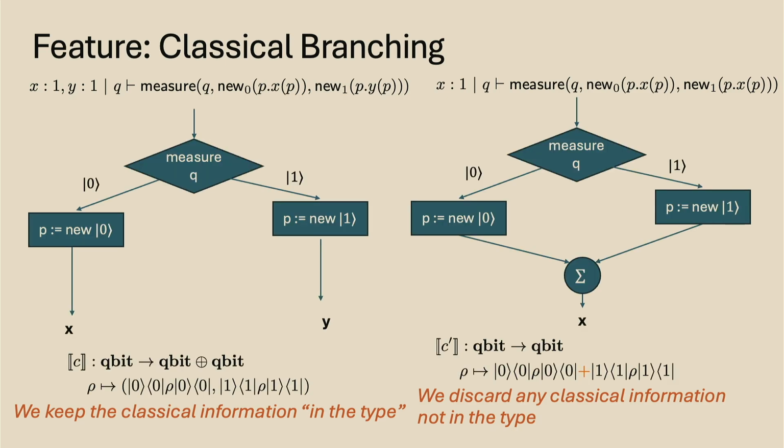And what happens denotationally, because that's easier, is that on the left, those two branches stay there, and you represent it in your map as a tuple, if you will. And on the right, you discard this classical information, so you would sum over the value you get from the two branches.